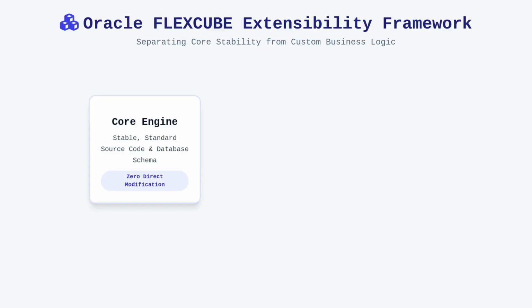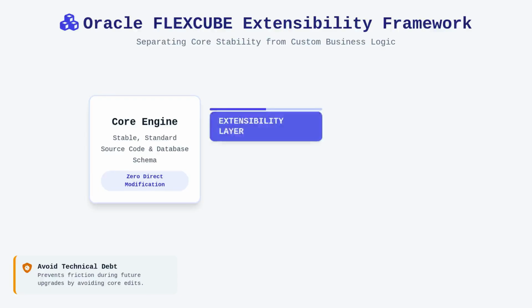The Extensibility Framework in Oracle FLEXCUBE is built upon the principle of separation between core source code and custom business logic. When we speak of extensibility, we are not suggesting that you modify the core engine directly, as that would introduce significant technical debt and create enormous friction during future upgrades. Instead, the framework provides a structured pathway to inject custom behavior via hooks, triggers, and secondary data structures.